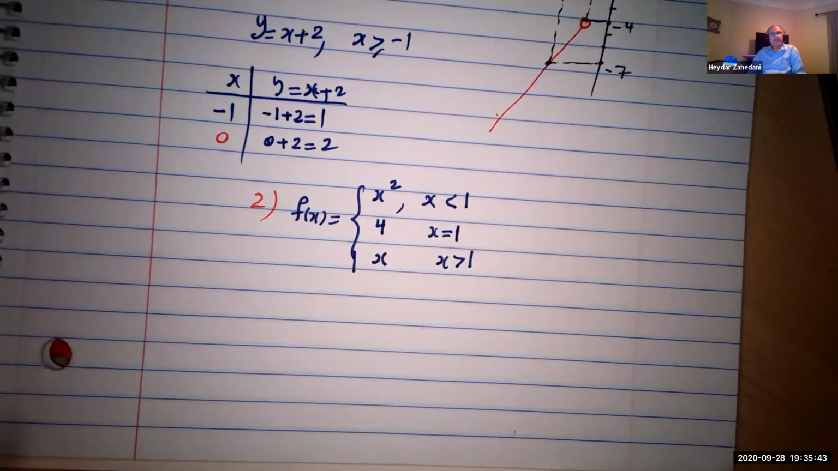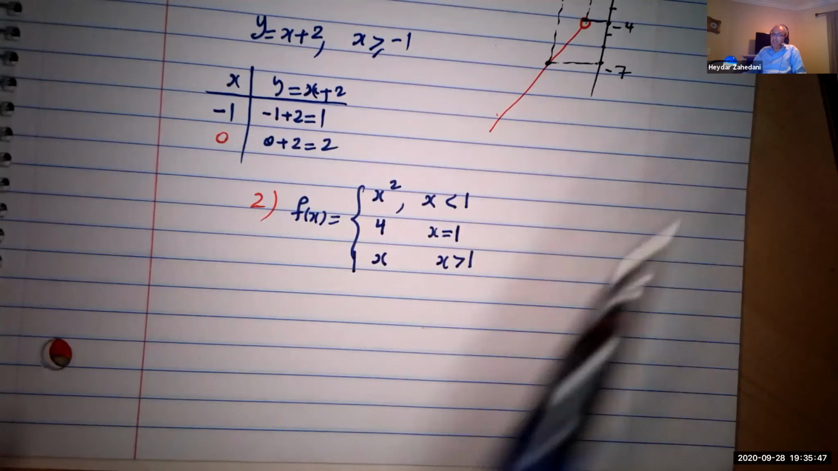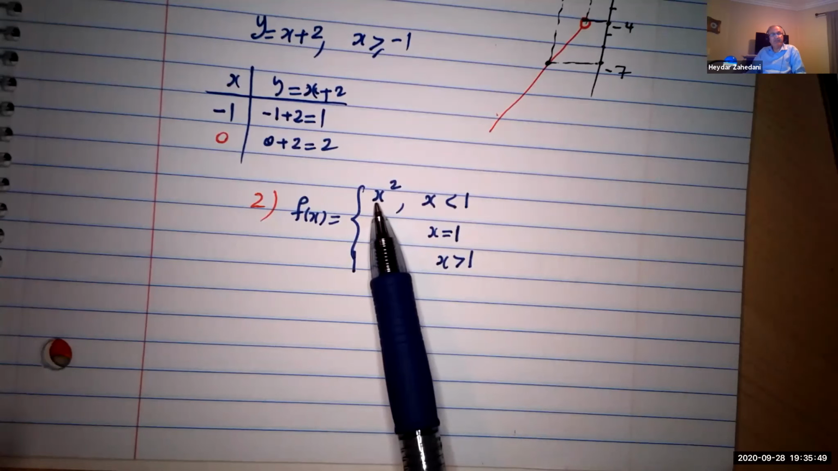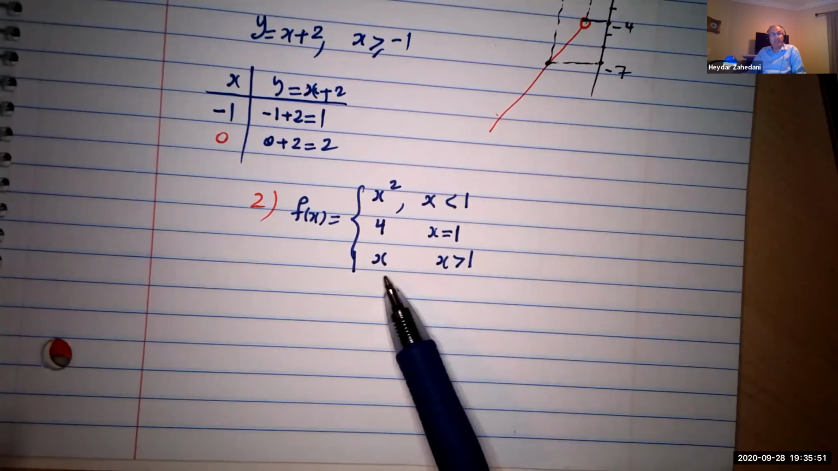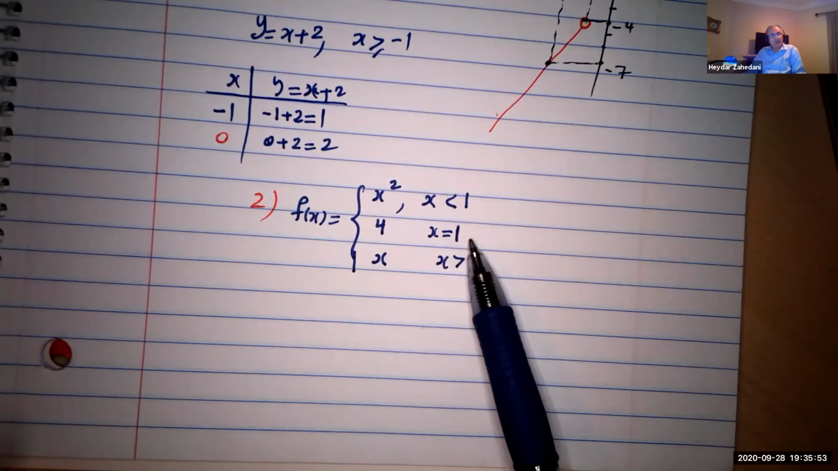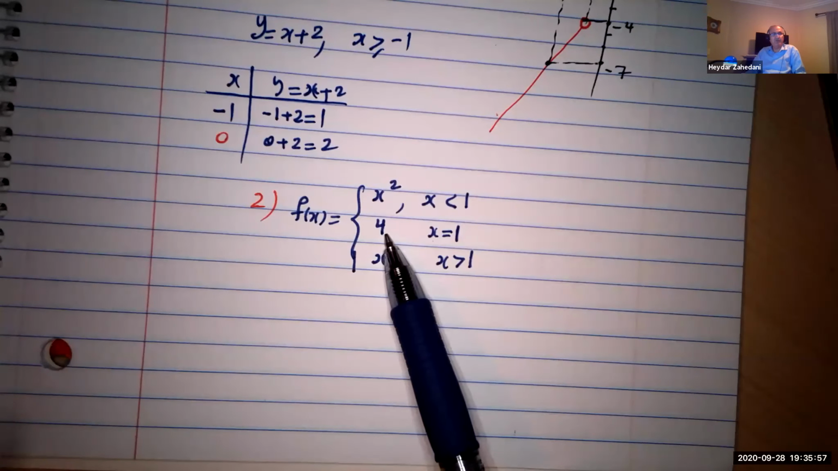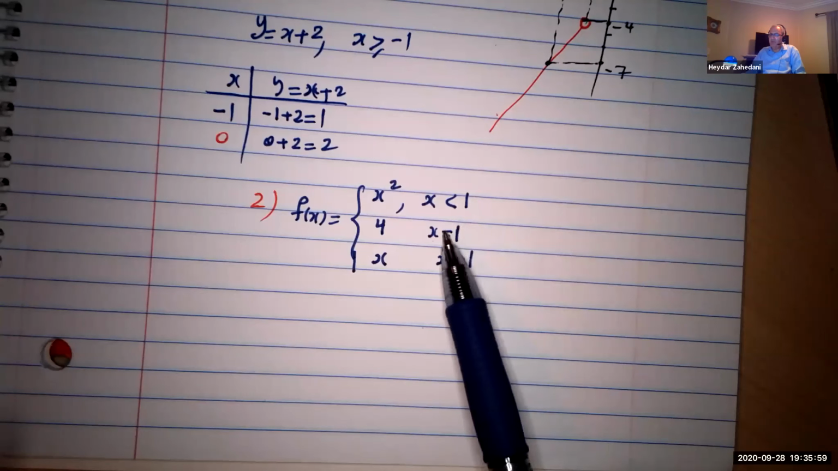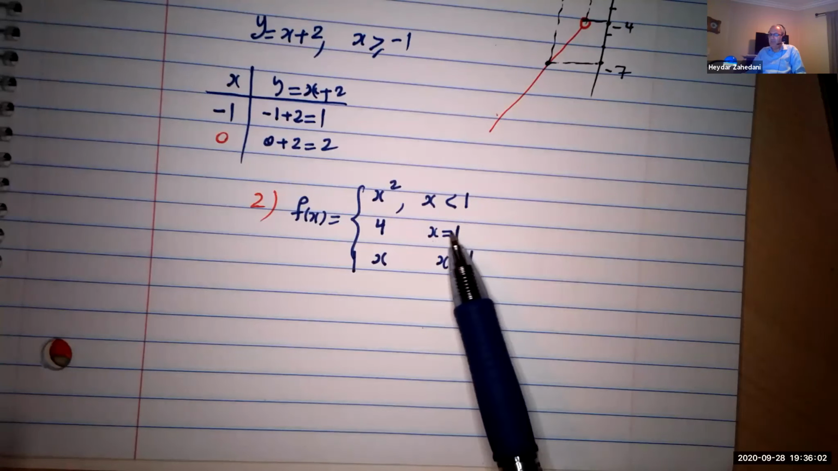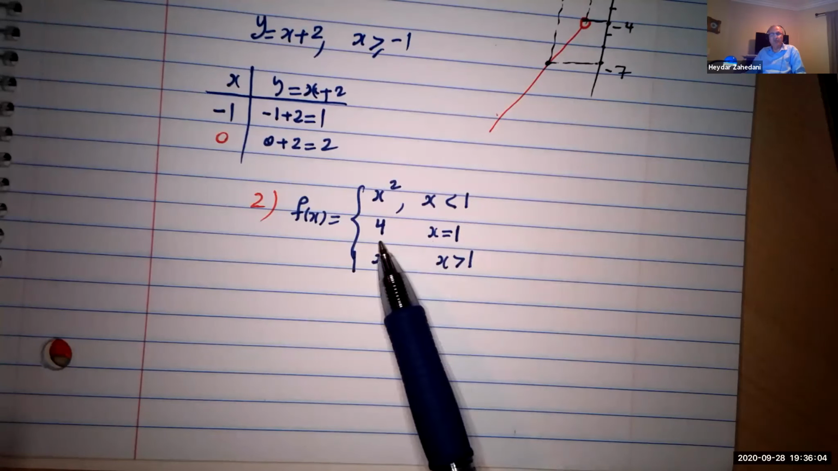Okay, so this function is partitioned around the 1. When x is less than 1, it's x squared. When x is greater than 1, it's x. When x is equal to 1, the value of the function is 4. So it's three pieces: 1, 2, 3. The middle piece is just 1 point.